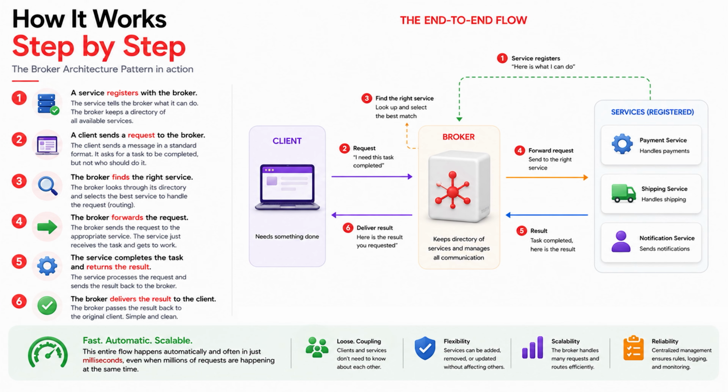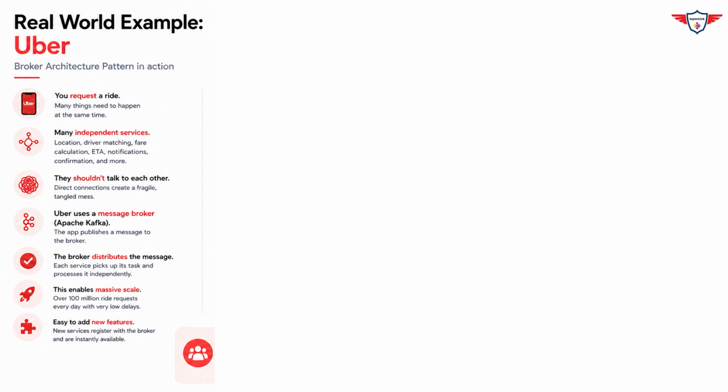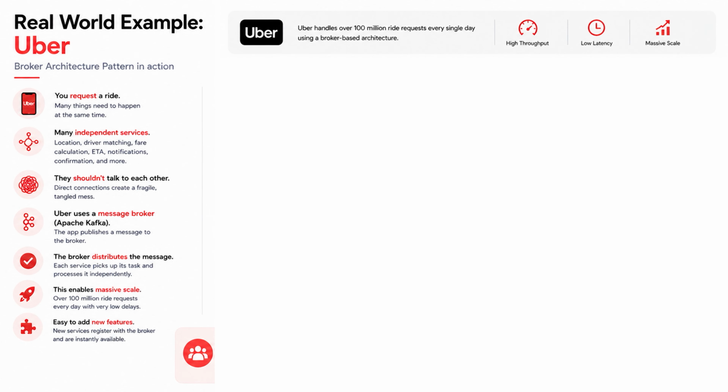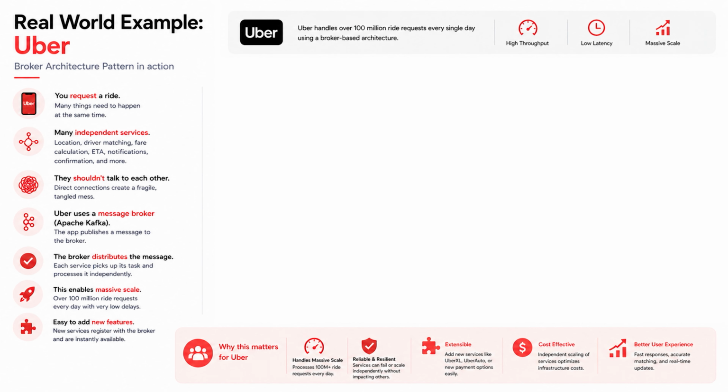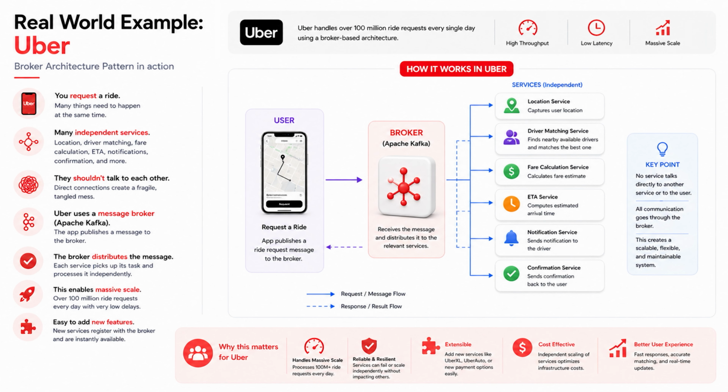Step 6. The broker delivers the result to the client. Finally, the broker takes the result and passes it back to the original client. From the client's perspective, it sent a request and received an answer. Simple and clean. This entire flow happens automatically and often in just milliseconds, even when millions of requests are happening at the same time. Let us now look at a real-world example that demonstrates the broker architecture pattern in action, and one that most of us have experienced firsthand.